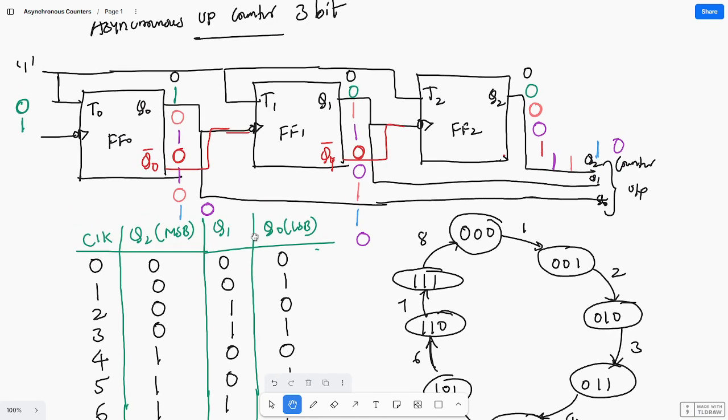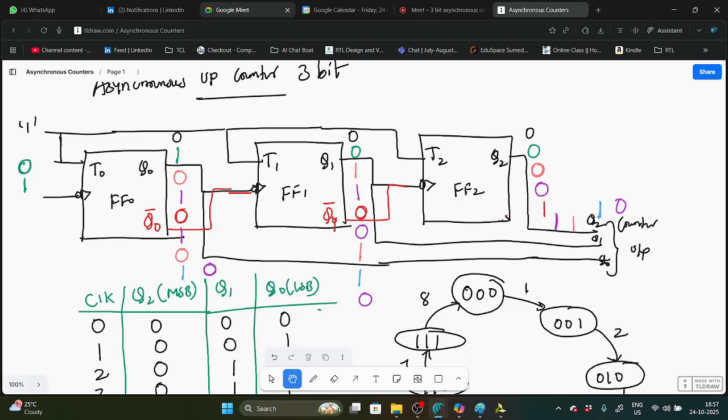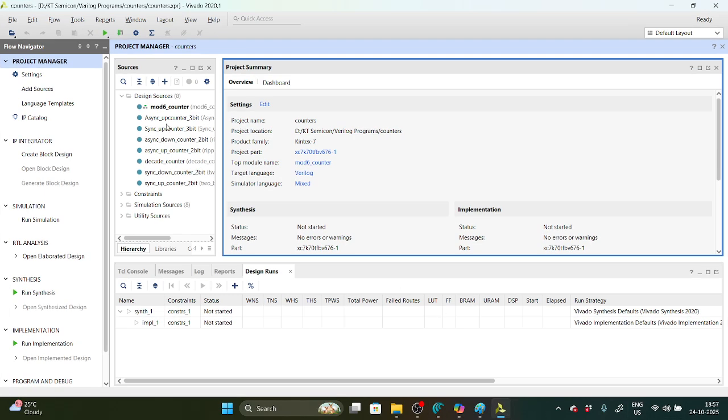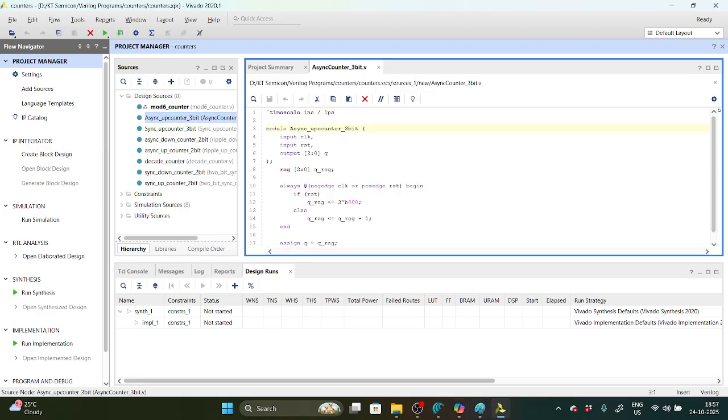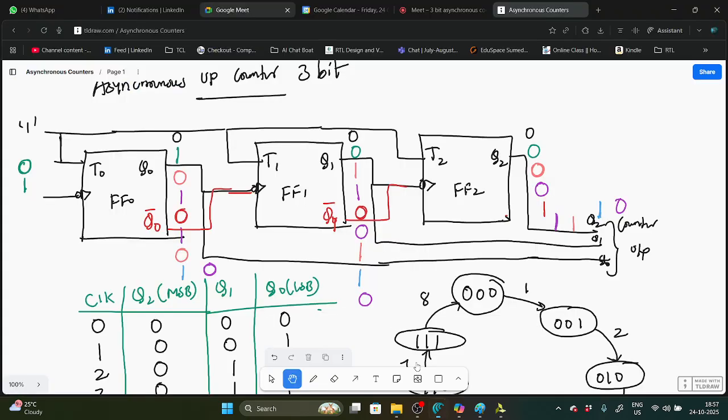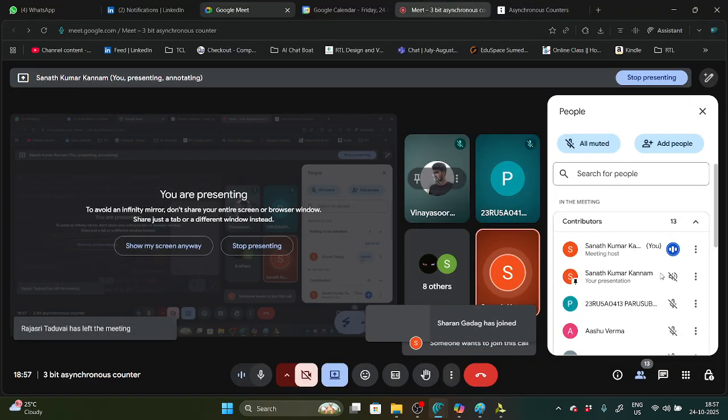In an asynchronous or ripple counter, the output of one flip flop acts as the clock to the next flip flop. So we'll go with the programming, how to write the program for this 3-bit asynchronous up counter. I wrote the program. See here, asynchronous up counter 3-bit.